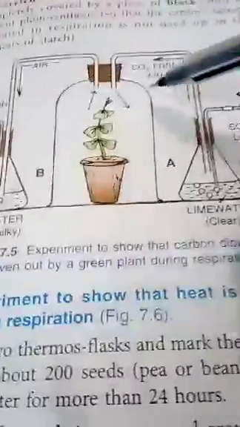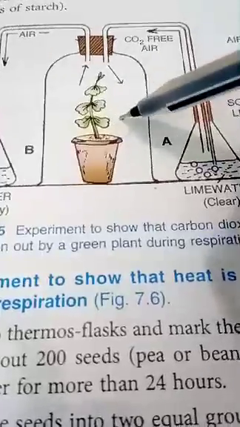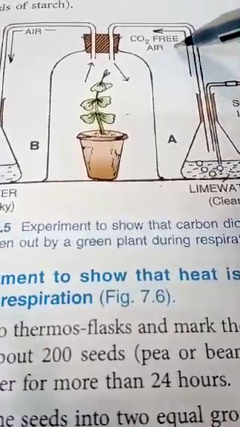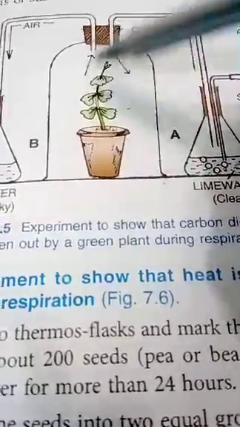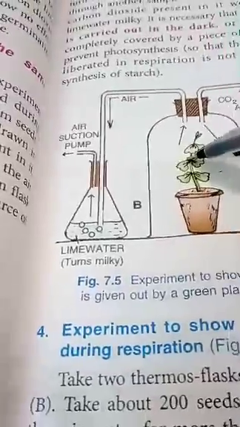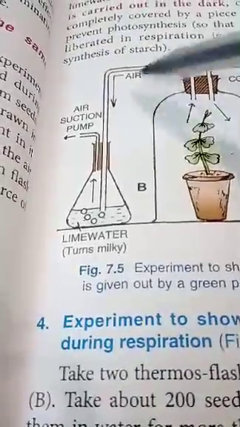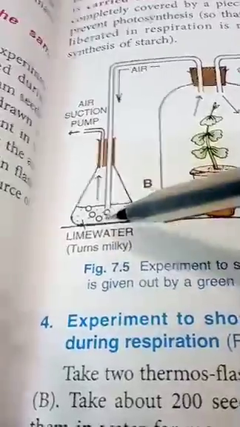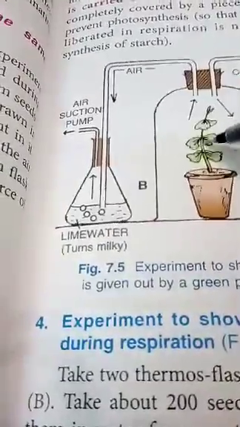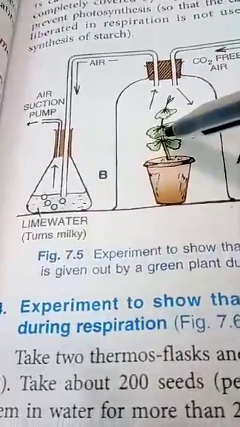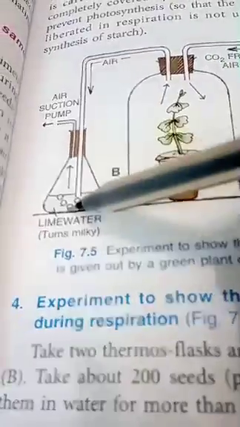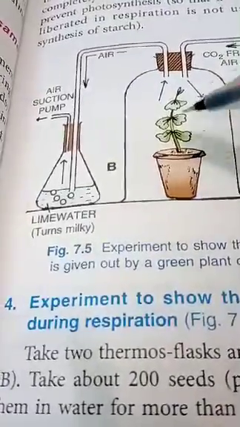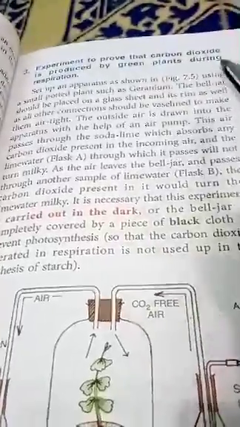Now from here, the air comes to this region, which is carbon dioxide free air. Now the tube which comes from this bell jar and reaches the flask B, the lime water turns milky, which proves that the air which has come from this bell jar contains carbon dioxide. So which proves that plants produce carbon dioxide, which is your experiment.